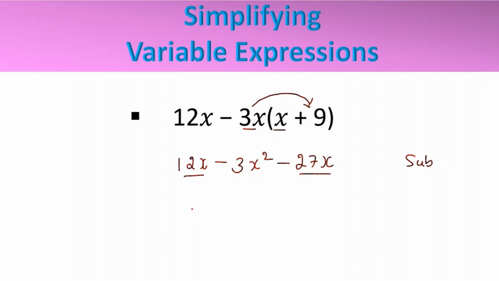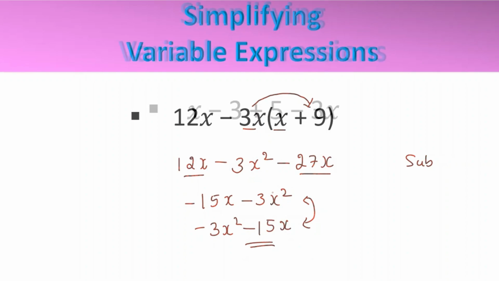27 minus 12 gives 15x with a negative sign, and 3x squared doesn't have any like terms, hence we can write it as it is. This can also be rewritten with the highest power first: negative 3x squared minus 15x. These two expressions will also be considered as equivalent expressions. Hence, the simplified form of the given expression is negative 3x squared minus 15x.